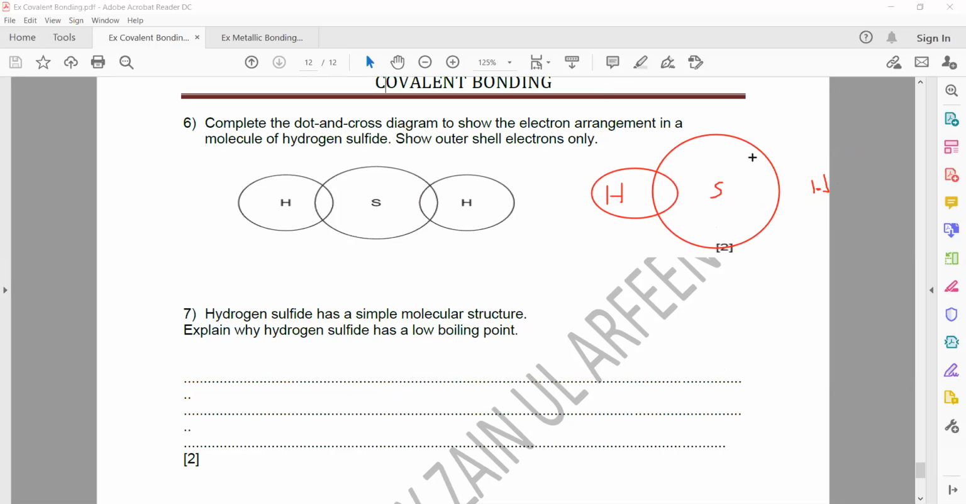between the molecules, the force is weak. There will be attraction between the molecules, but this attraction is weak. So we need a small amount of energy to overcome this attraction. That's why compounds with simple molecular structure or simple covalent structure have a low boiling point or low melting point.